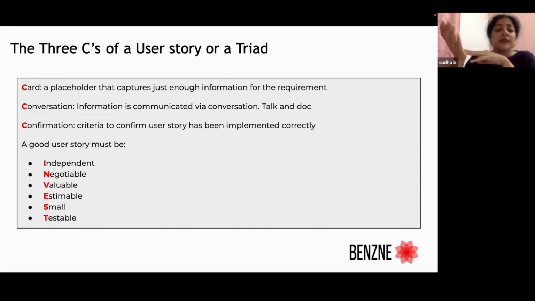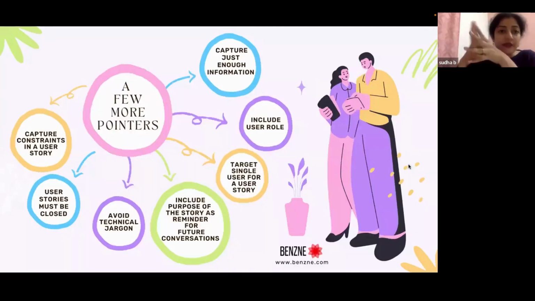There are a few other pointers that I'd like to bring to you to figure out if a story is a good story. Capture just enough information. That's the point we've been talking all about. Include a user role as a persona, as a user. It's the important point for a user story. So do not miss out on that particular point. Along with that, target to use a single user for a user story. We'll talk more about users in our next slide.